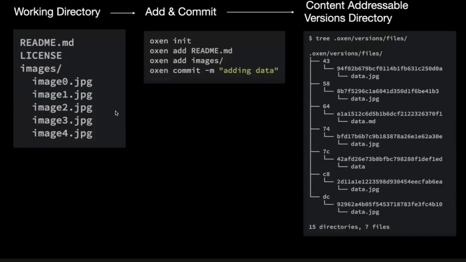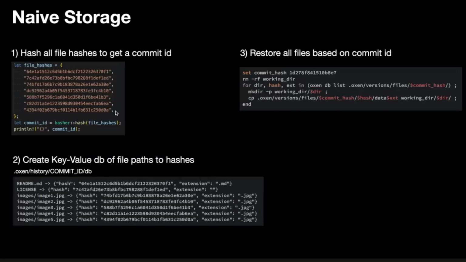So this is a content addressable file system where we take the hash of the data. The hash of that JPEG would be like 4394F whatever. And we store that there so that if you have the same file over multiple commits, we only store it once. And as long as we have the hash, we can immediately get back to it. And so naively, what you might want to do is you take all of the hashes of all of the files within that commit, and you hash all of them to get a commit ID that is the verifiable contents of all of the data within that commit.